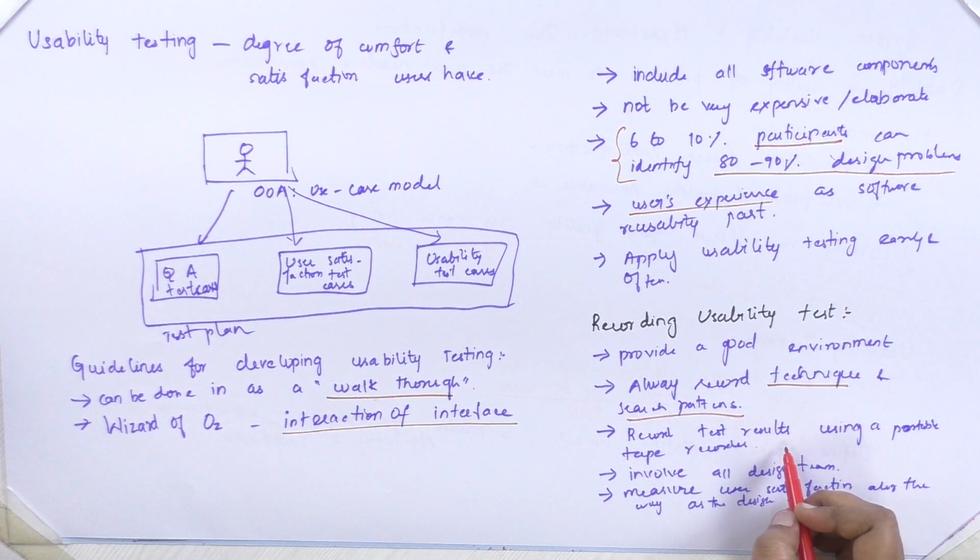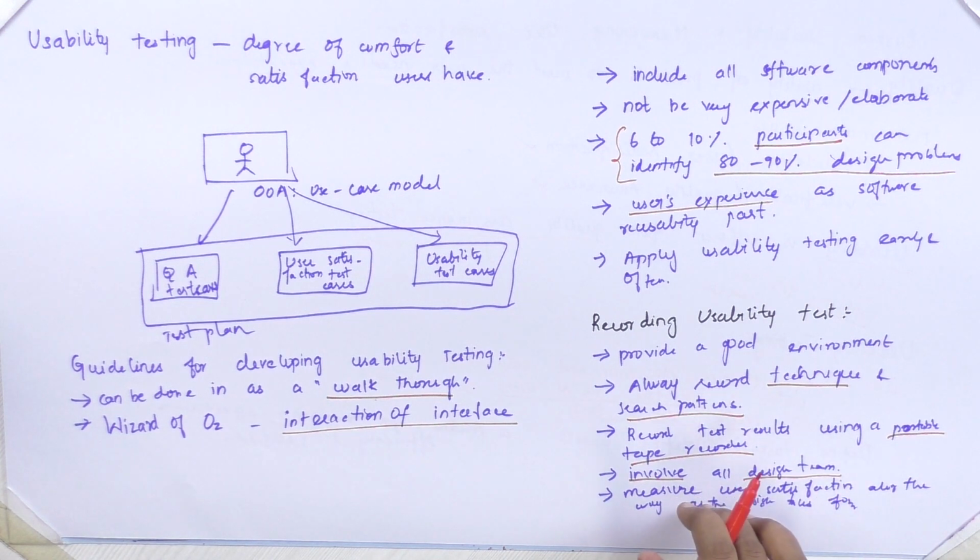Next, record the test results using portable tape recorders so that these test results can be taken to different places whenever we need them. Then, to the maximum, make use of the design team by involving them in the environment where this usability testing is taking place, so the design team can come and view the test while it is going on.